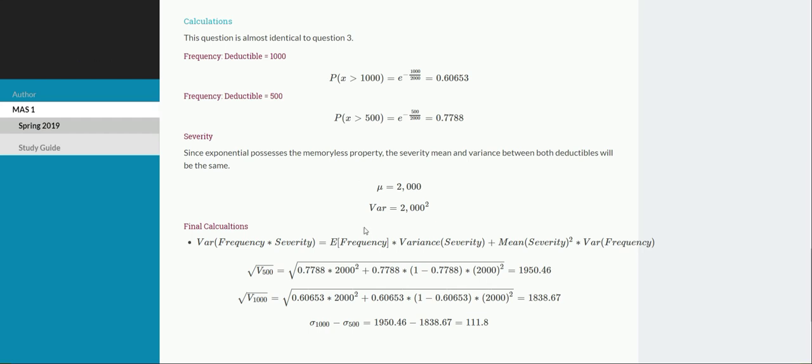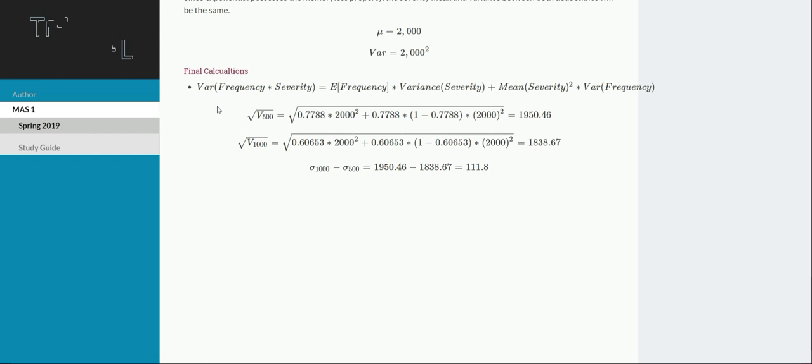So finally, we just take all those values and plug and chug into this larger formula. To walk through the $500 deductible, this is going to be that probability that a claim goes past the deductible amount, so that's that expected frequency, multiplied by the variance of severity, so 2000 squared, plus the variance of the frequency. So it's binomial, so the variance is just p times 1 minus p, so that's what's going on here. And then finally, we want the mean of the severity squared, so that's just this 2000, and then that quantity needs to be squared.